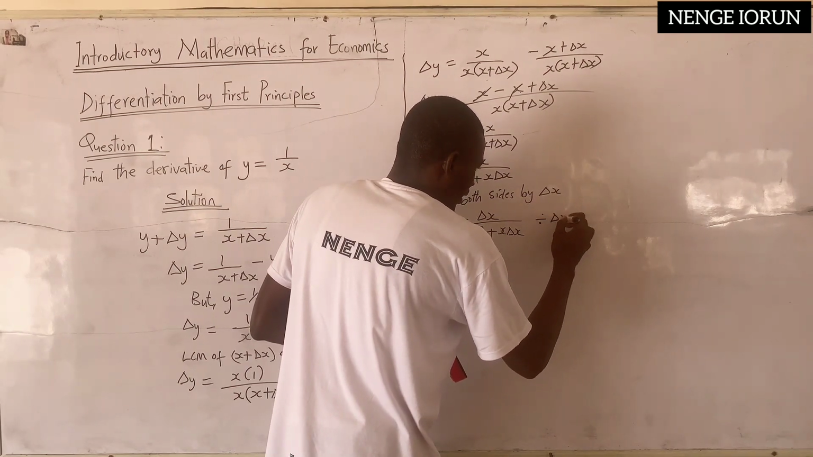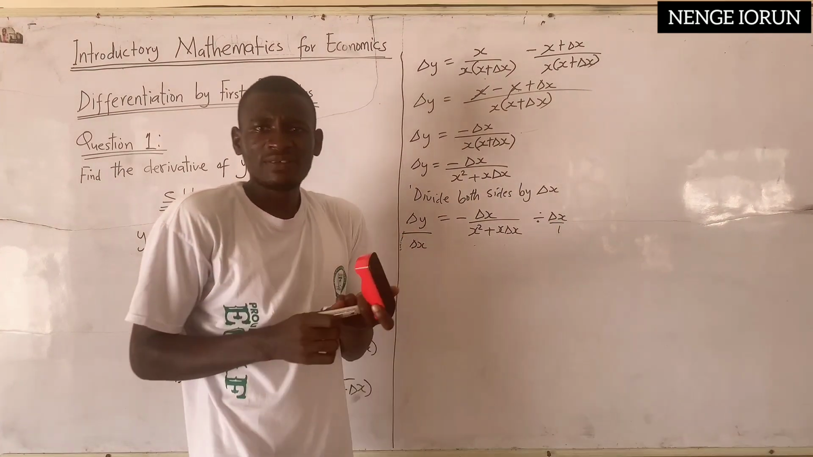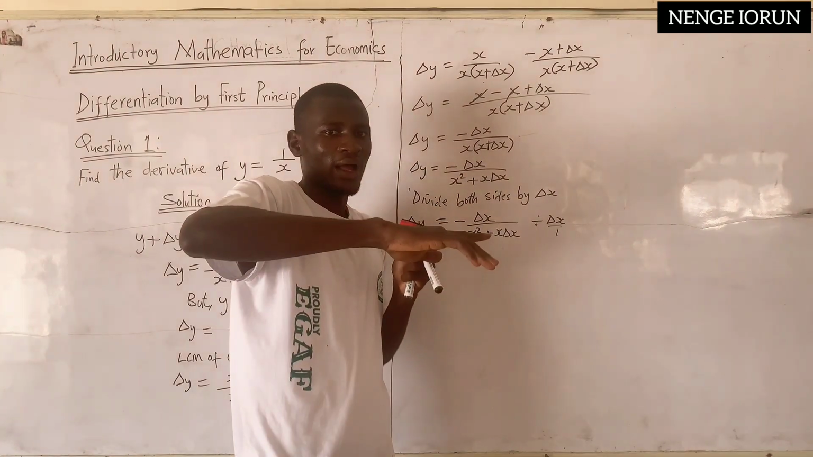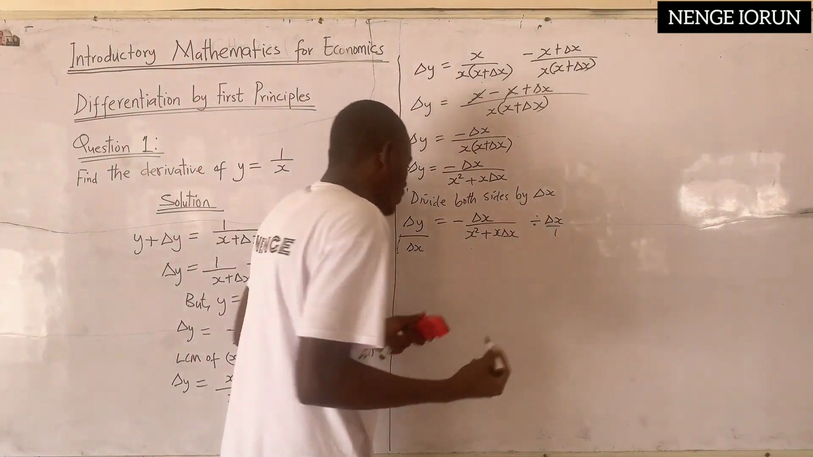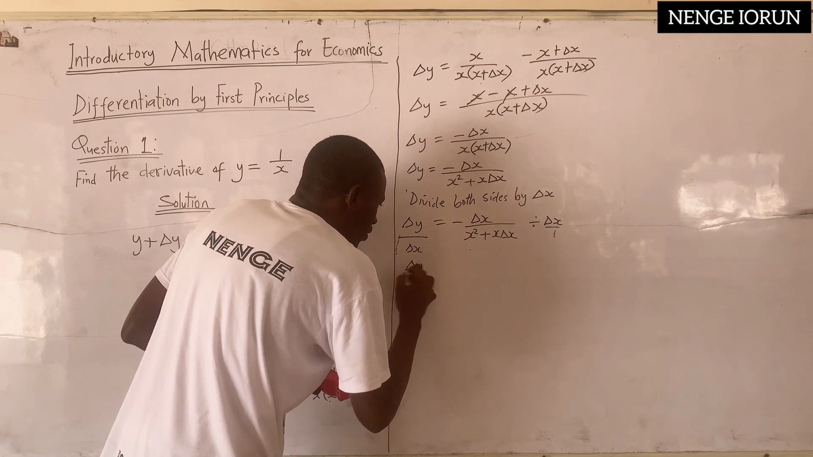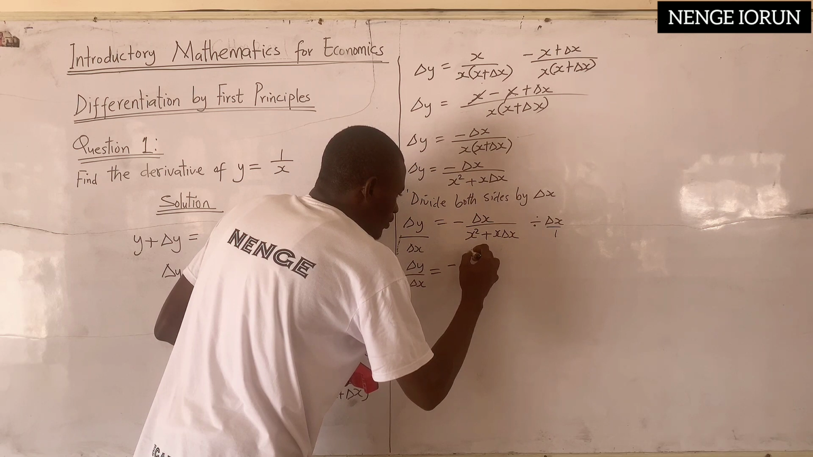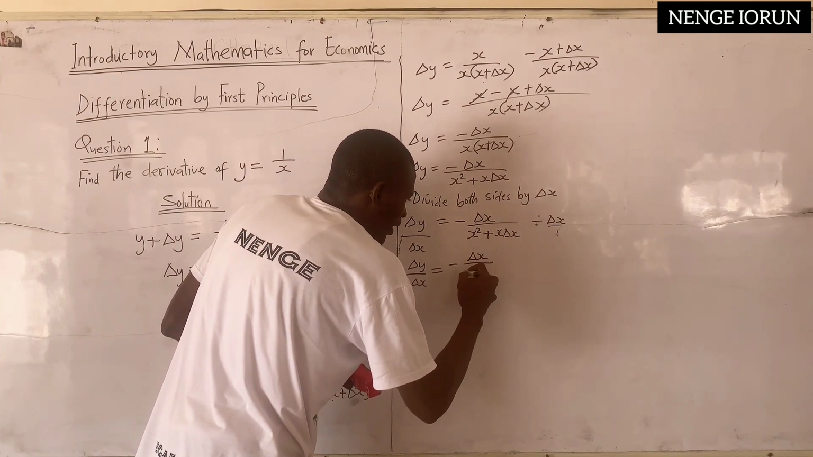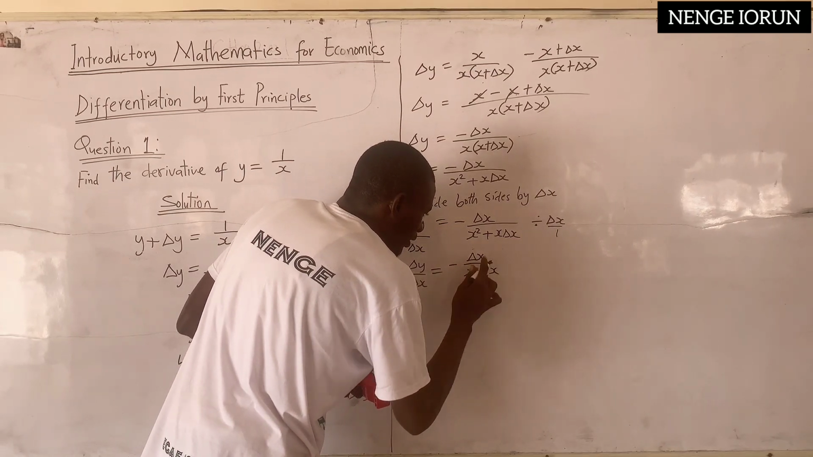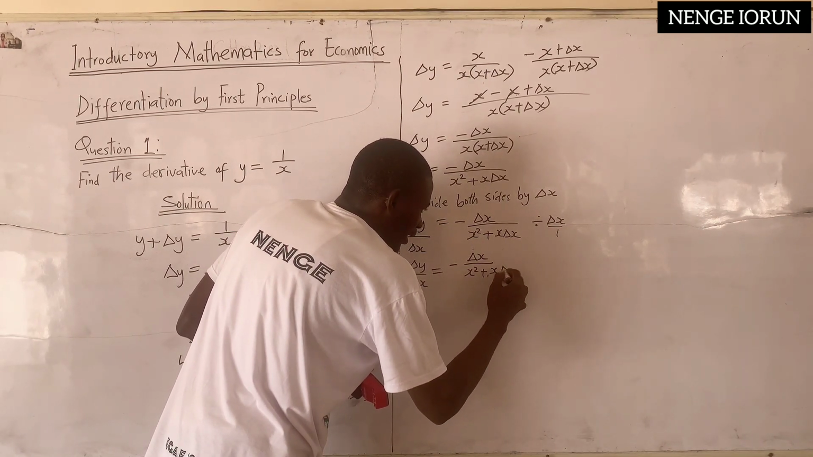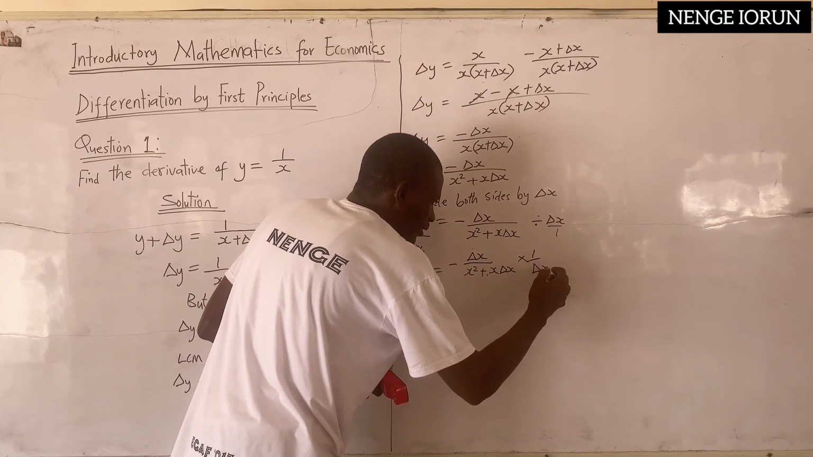Divide this side by delta x. So now this division, this one is over 1. When you are dividing fractions, you take the reciprocal, and once you take the reciprocal, this division will turn to multiplication. So you have delta y over delta x, which is equal to minus delta x over x squared plus x delta x, then times 1 over delta x.